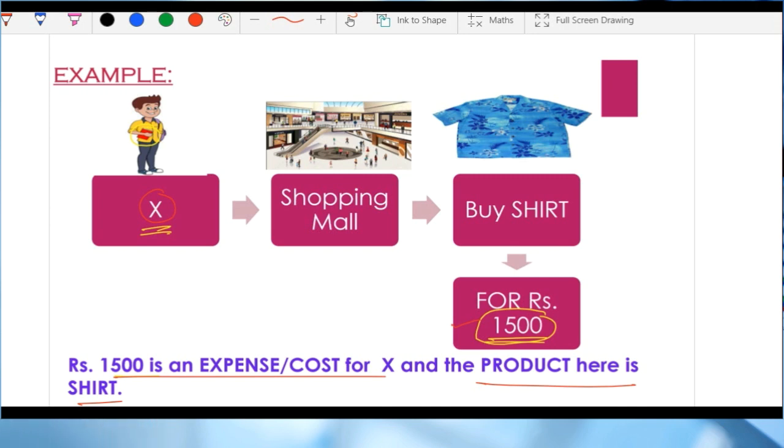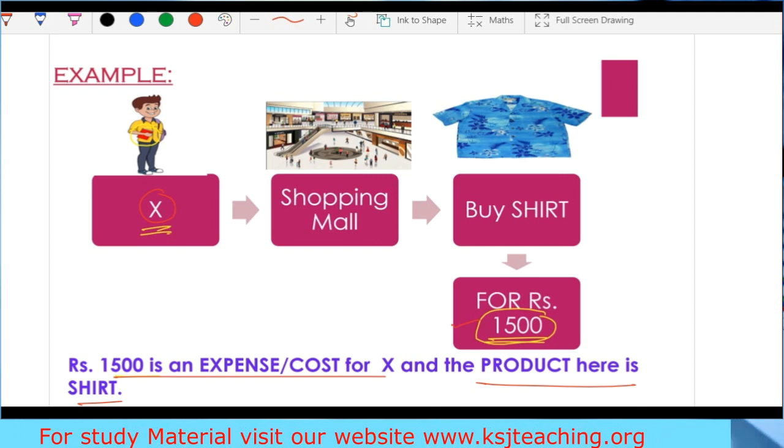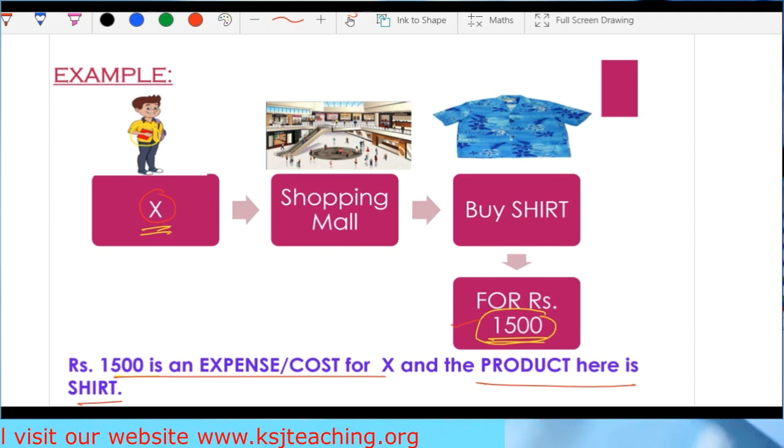Now come out of that shop without buying the shirt. Go to the next shop. There you will find a similar shirt for 1400. Now what will happen? They will buy for 1400 instead of 1500. Obviously. Why? Because they want to control their cost. They want to control their expenditure.